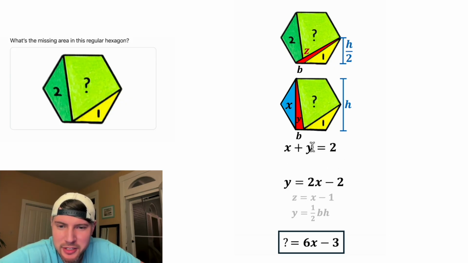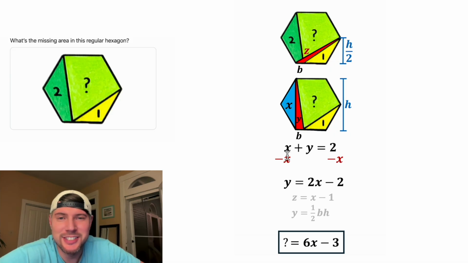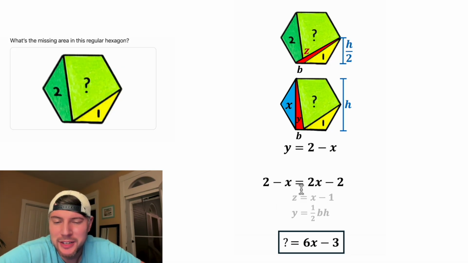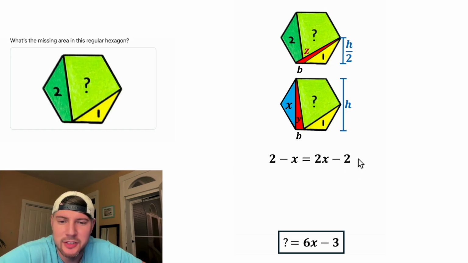And now from here, let's get the Y alone. Let's subtract x from both sides of the equation. This x and this x will cancel each other out. And we'll be left with Y is equal to 2 minus x. And since Y is equal to 2 minus x, in the place of this Y, we can plug in 2 minus x. And now we have 2 minus x equals 2x minus 2. We have 1 equation in terms of x. We can definitely solve for x now. Let's clean things up a little bit and move this up here.